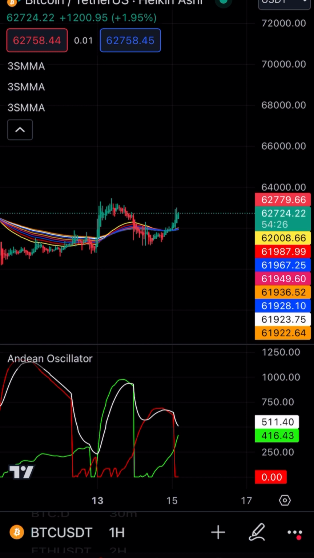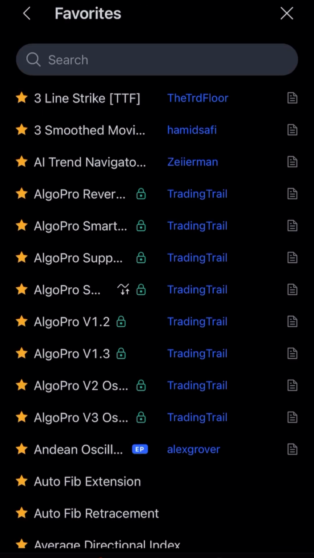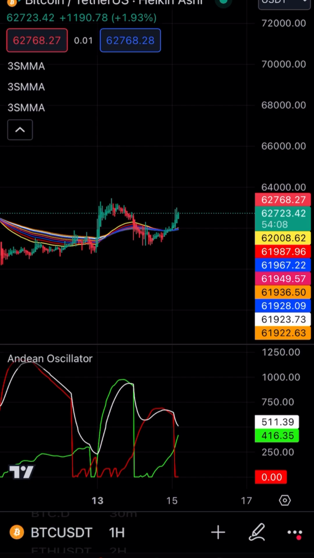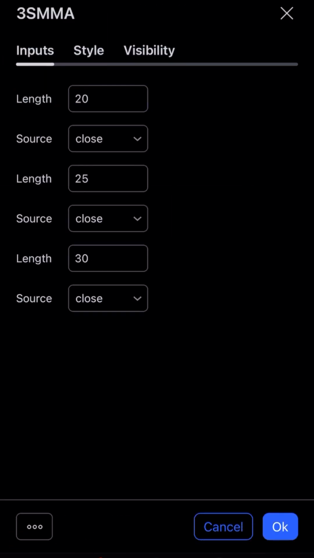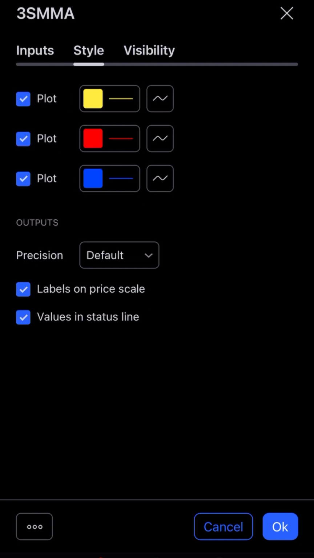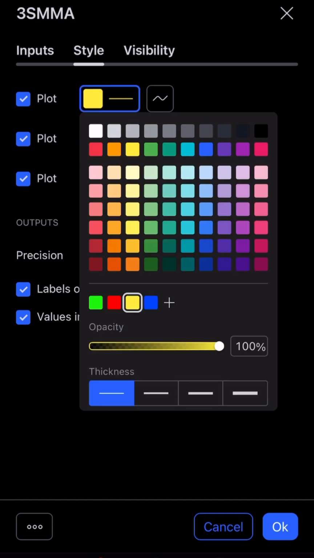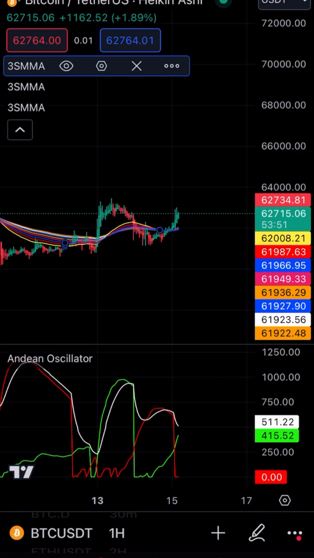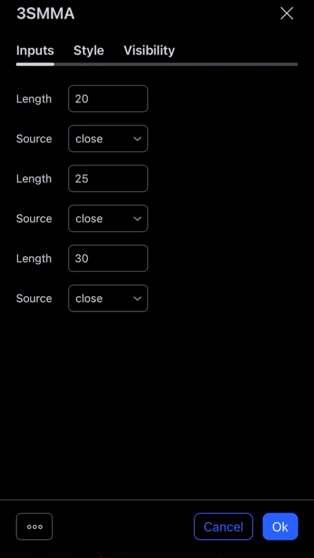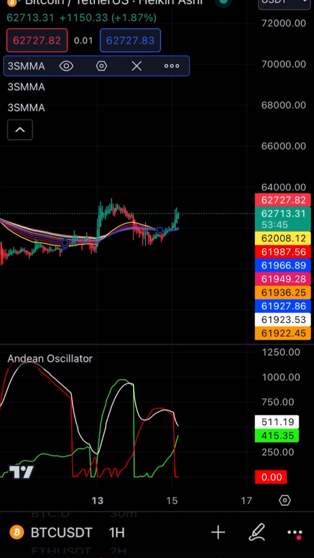Now, if you guys are using TradingView and you want to do it for free, and you don't want to pay an extra $15 a month, what you need to do is get your three smooth moving averages right here. Click it 3 times, and in those settings change it to 20, 25, 30. That's the first set. Make sure you have some bright colors. Usually for the first one I have yellow, so it stands out. So the first batch is 20, 25, and 30.